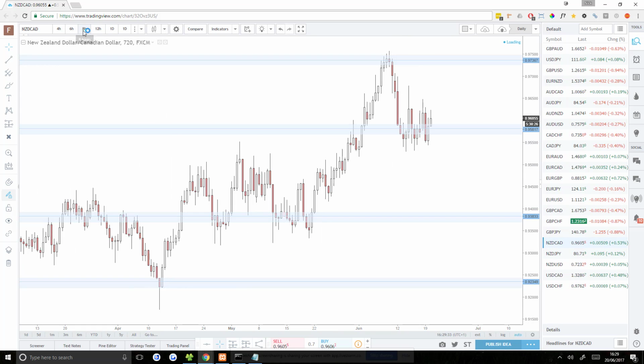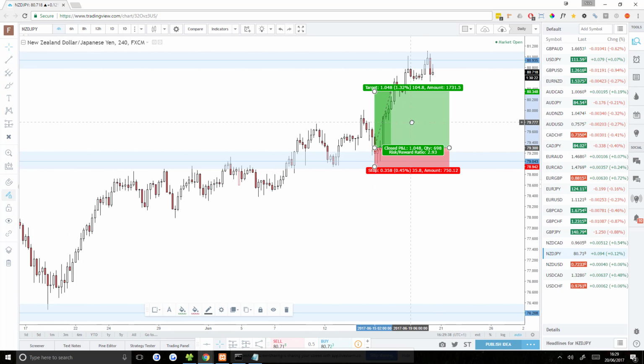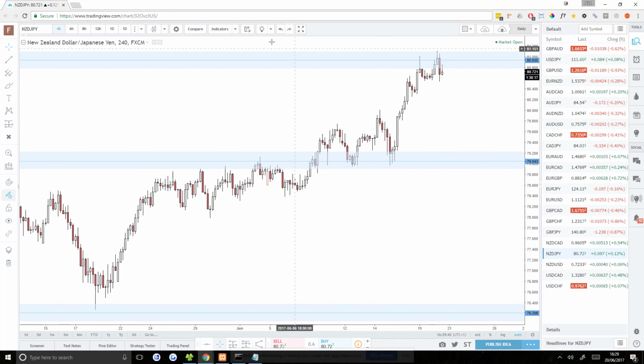Right, New Zealand CAD is just messing about on top of this support area. New Zealand JPY. There's awesome continuation there recently.